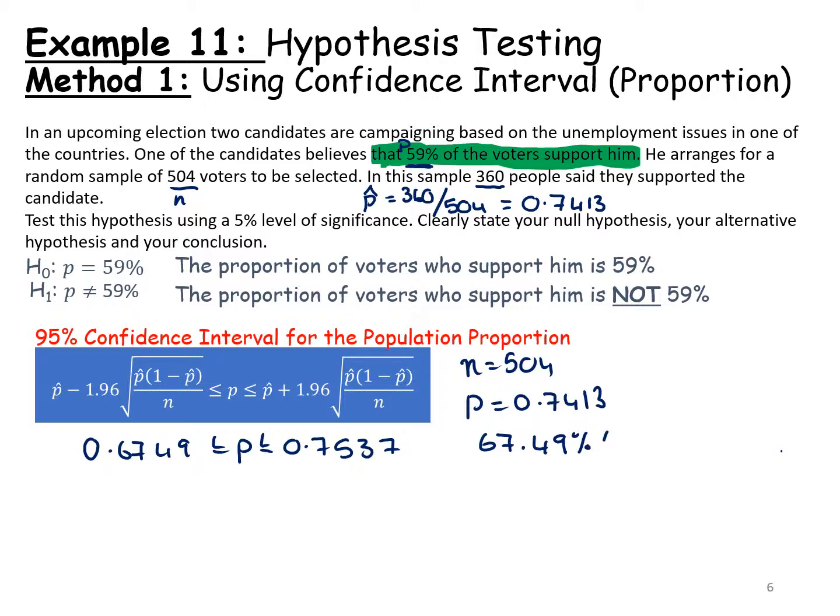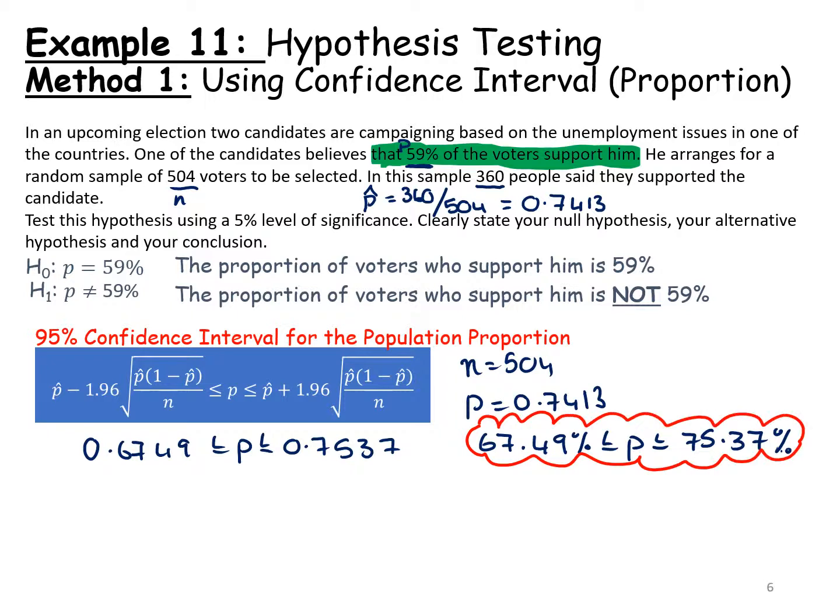67.49% is less than or equal to p is less than or equal to 75.37%. Now, if you want to work through that in more detail, the previous examples of working with the confidence interval for the population proportion are available in this video if you're watching the complete inferential statistics video, or it will be a separate video under confidence interval of the population proportion. So that is the proportion. So that's my testing piece, so I get to my results.